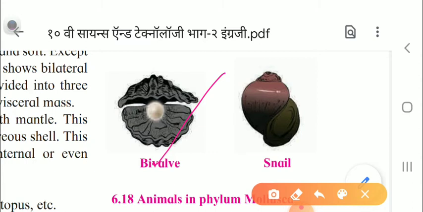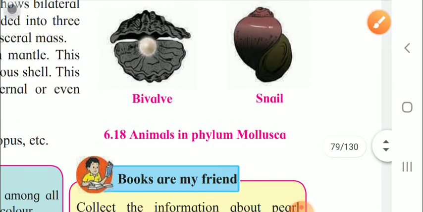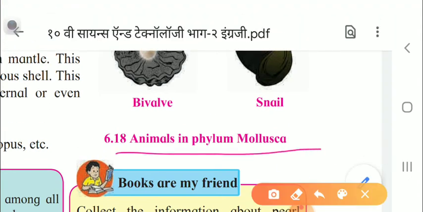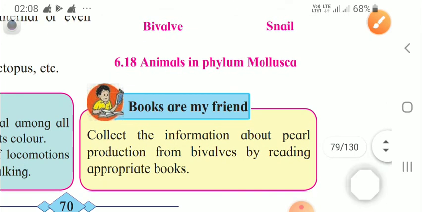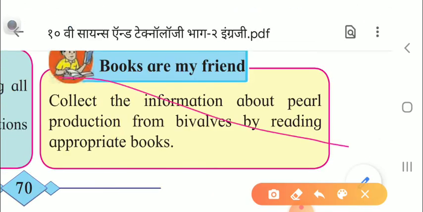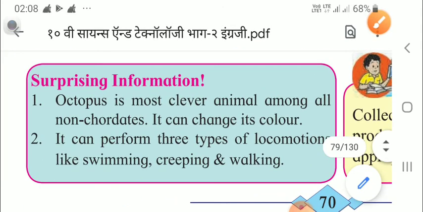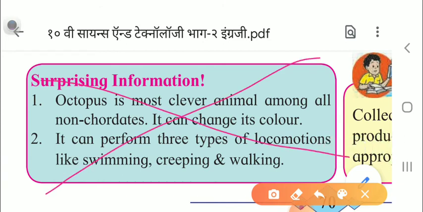So this is also an example of a mollusk. Then snail is there. You might have seen it in the rainy season. Here the visceral mass, black in color, is coming out. So these all are examples of the phylum Mollusca. Now here some parts are there, children. These parts you have to cancel, because these parts are omitted from your portion. Here also you have to cancel.